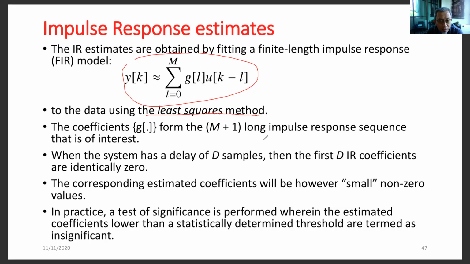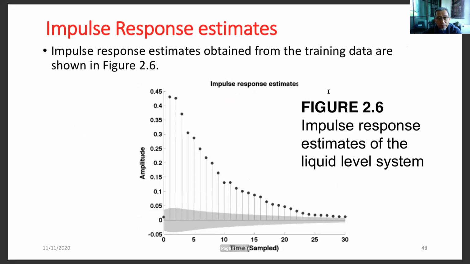So you can see that the coefficients G will form the n+1 long impulse sequence, okay, which can detect the delay of these samples to produce the time delay, right? So this is also a popular method as a pre-method or pre-ID for the non-parametric system and parametric system.